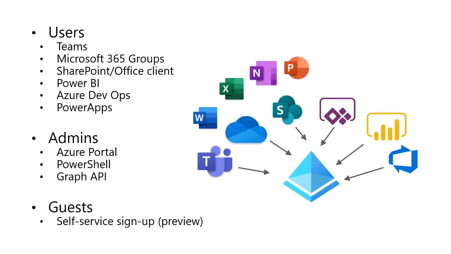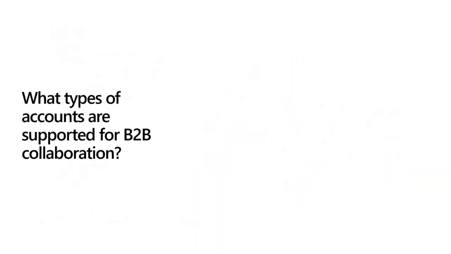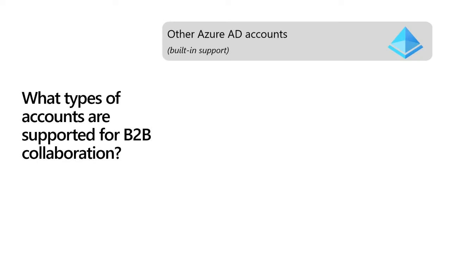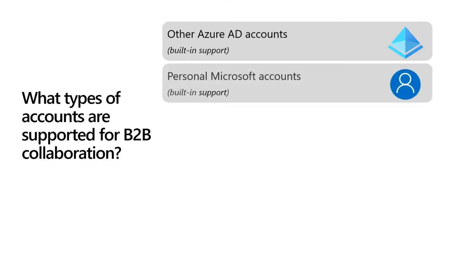So what type of accounts can we then invite into our tenant using B2B? Well, if the other one is using an Azure AD account or an Office 365 account, which a lot of people do, it just works straight out of the box, no problem. The same goes for Microsoft personal accounts, the Live ID, the Hotmail, the Outlook.com accounts. That works also straight out of the box.